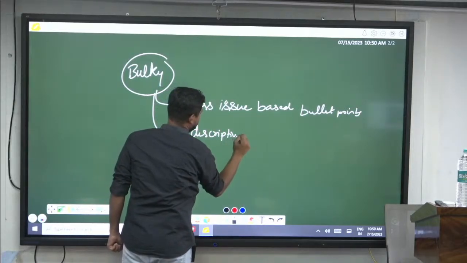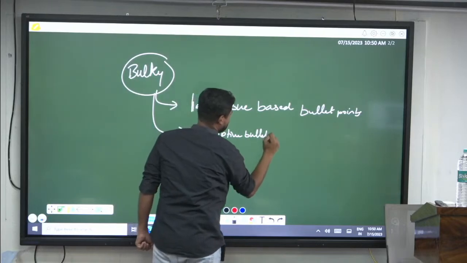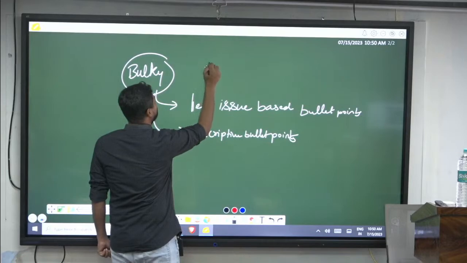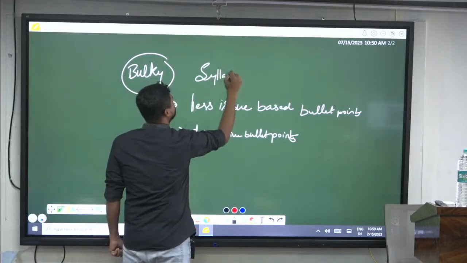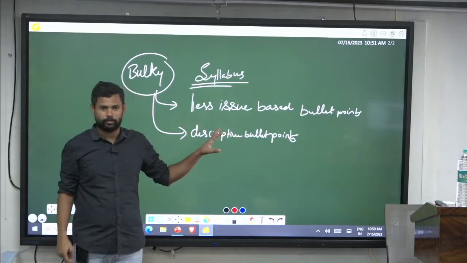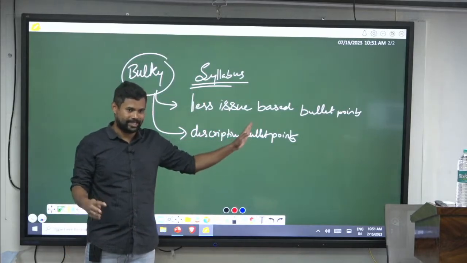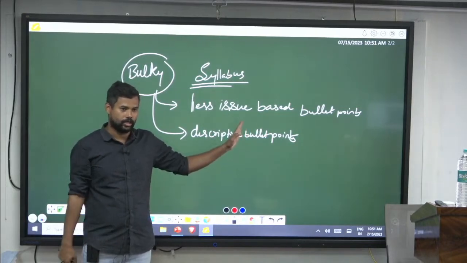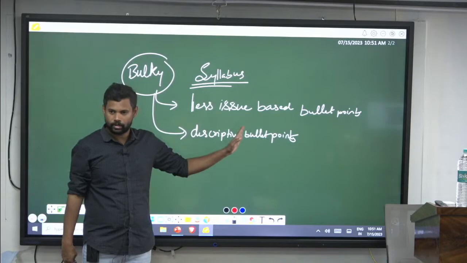In paper 1, what do we mean by issue-based bullet points and descriptive bullet points? I am talking about the syllabus bullet points. In the syllabus, if you observe the bullet points, there are two types. Issue-based, for example, it may be vulnerable sections, it may be governance, it can be social justice, it can be self-help groups. These are all issues.